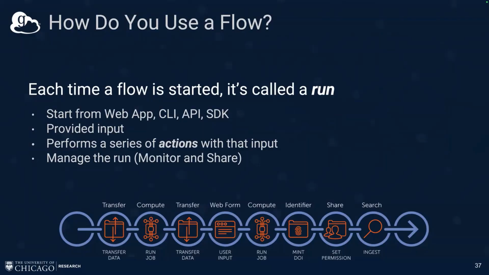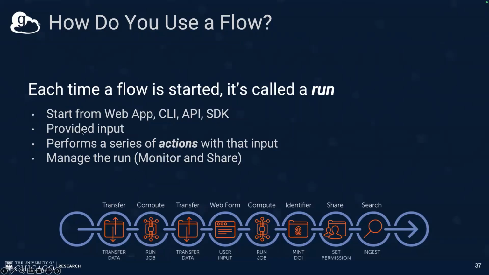You can start a run from the Globus web application using a web interface. There's a start page for every flow that you can use to start it. You can use the command line interface. There's a whole section of the command line interface dedicated to flows, or you can start it through an API call, or through our Python SDK. So you can start a run a lot of different ways.